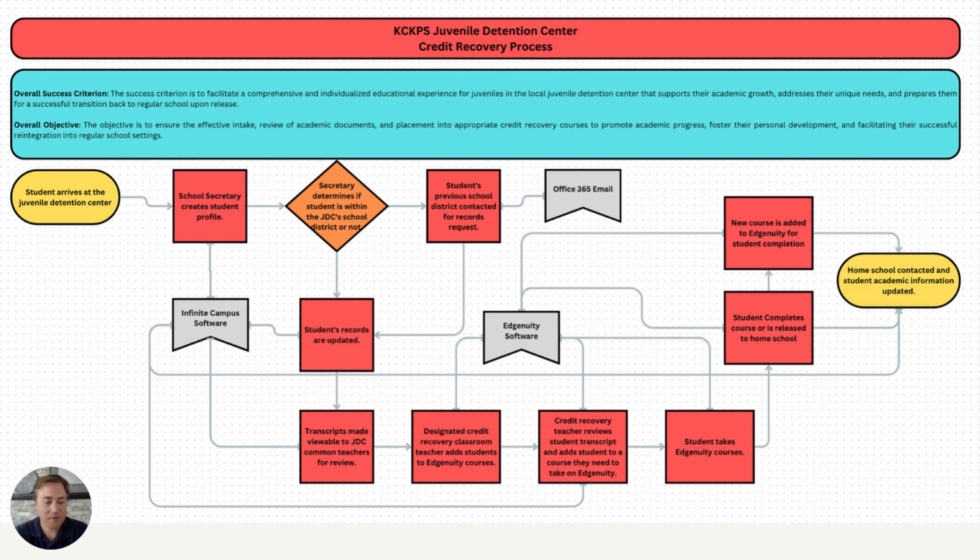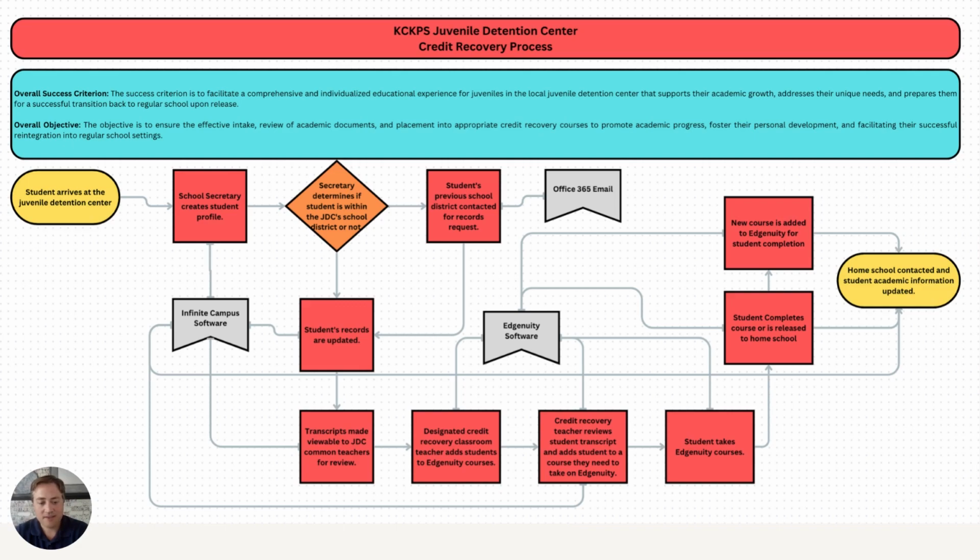But basically, when you start on the left side, student arrives at the juvenile detention center. First thing that happens is the school secretary creates the student profiles, unless it's already in the school district system. This is done on our Infinite Campus system. And that Infinite Campus system will distribute all the information that we need. It's where everything pretty much goes that identifies that student. So the secretary, if you look at that orange box that is just slightly at a 45-degree angle, determines if a student is within the JDC school district or not.